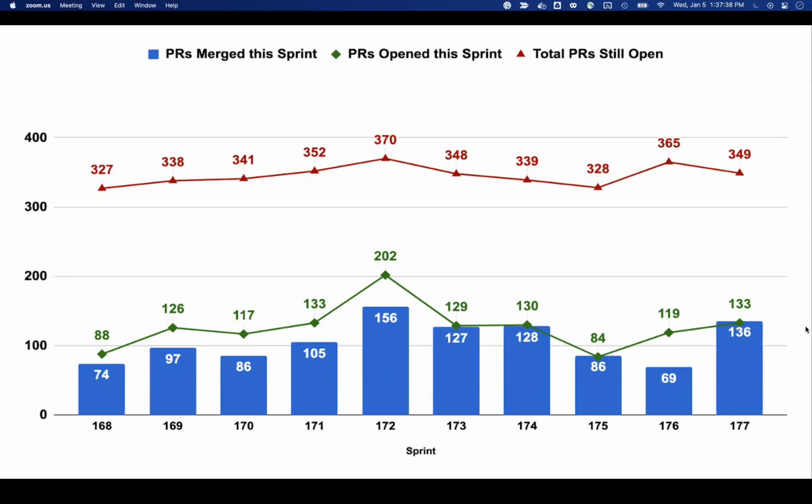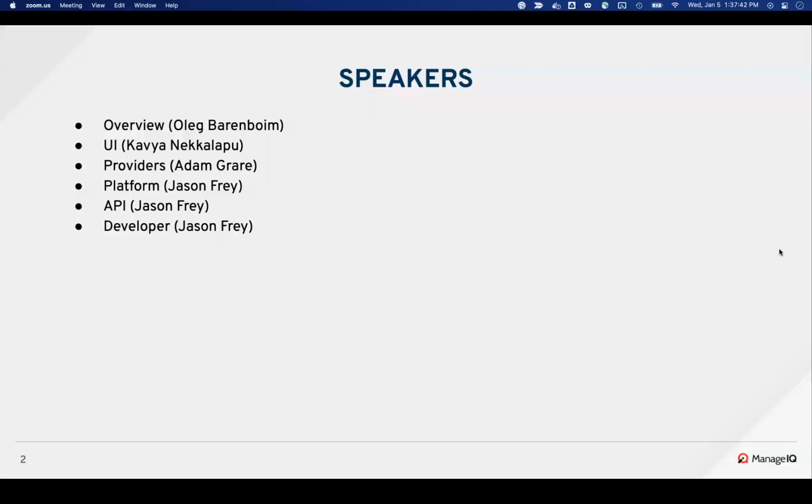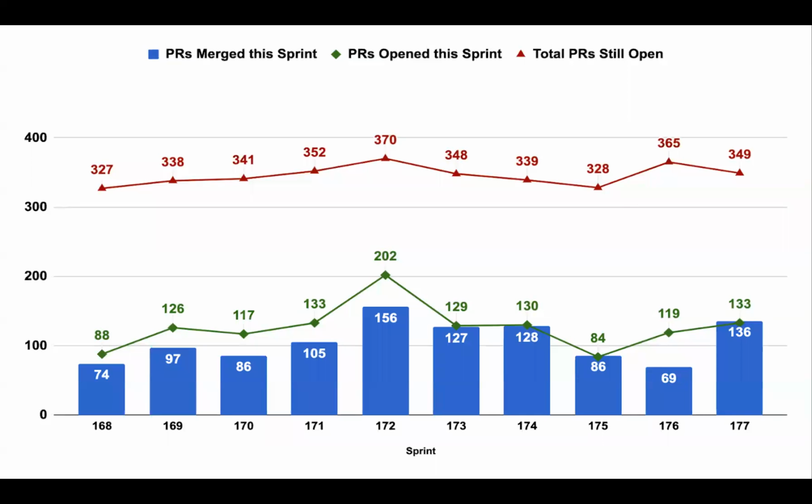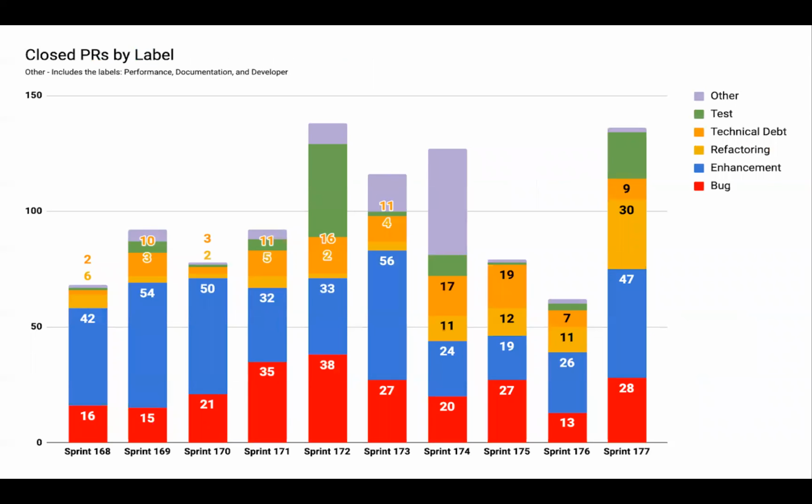The sprint statistics are from Sprint 177. Oops. Sorry. There we go. As you can see, we've had an uptick in the number of PRs merged this sprint. I didn't really look into the statistics, so I don't know exactly why, but all the other numbers look consistent. So we'll look into that. Closed PRs by label. As you can see, we had a lot of enhancements that came in at the end of the year, as well as a lot of bugs and refactoring.